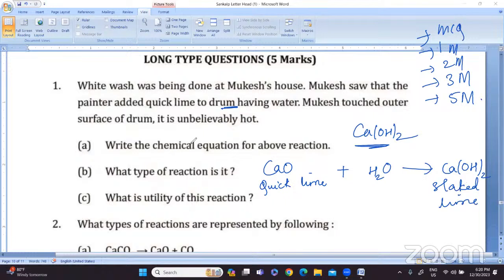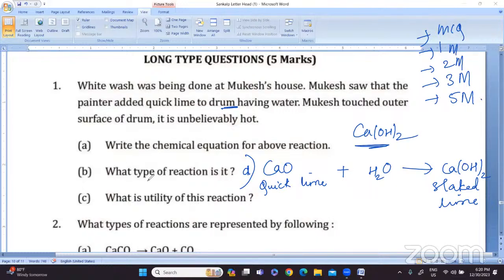So this is a chemical reaction: calcium oxide plus water giving you calcium hydroxide. Fine, so this is the reaction. Now, what type of reaction is it, students?